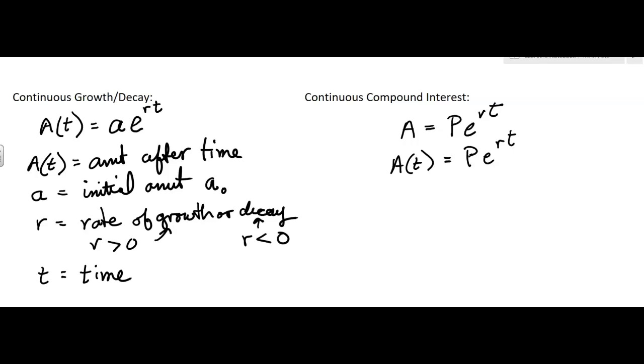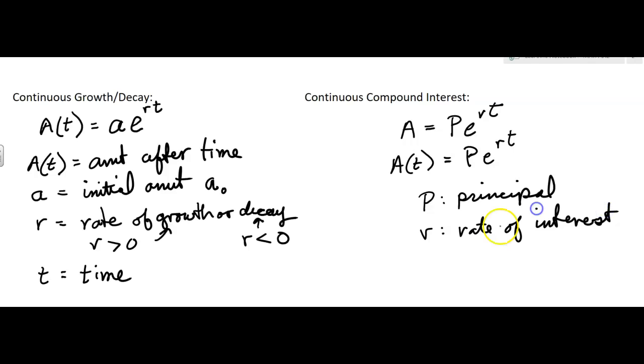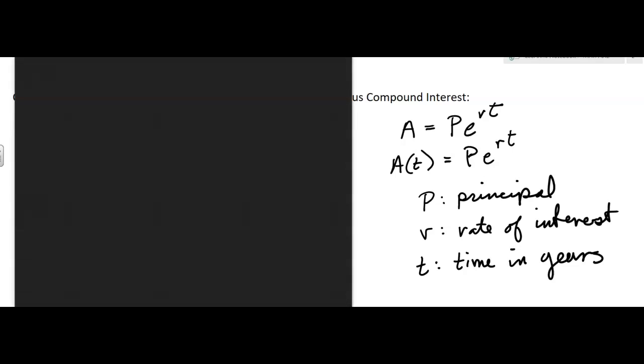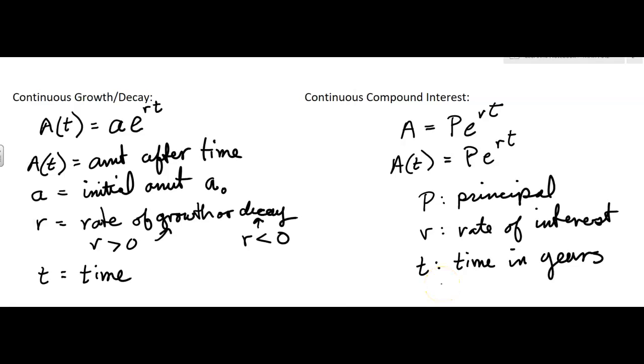Okay, so P still represents the principal, the amount you're starting with. E is e, r is the rate of interest. And this t is in years. It's the time in years. So this formula is a little more specific. It has to do with earning interest in your account. Okay, so it's just a little bit more specific than the general growth and decay formula. Okay, so we're going to look at a couple examples of those.